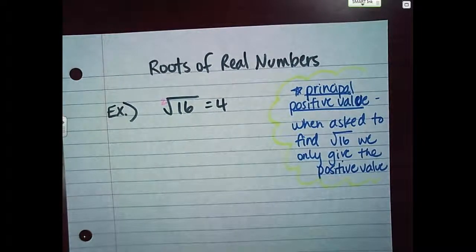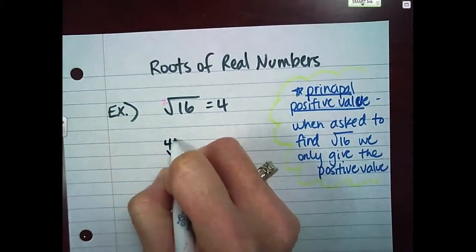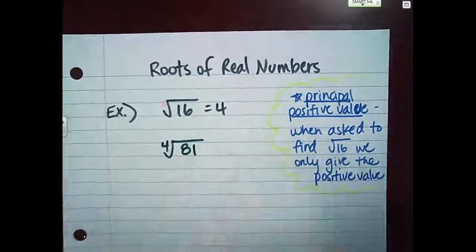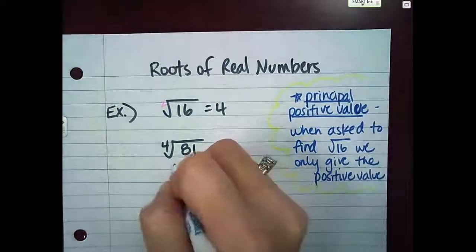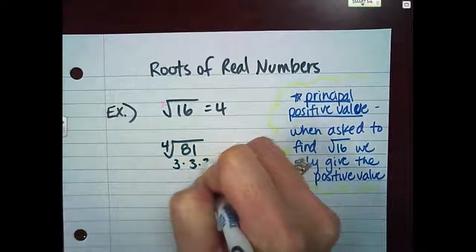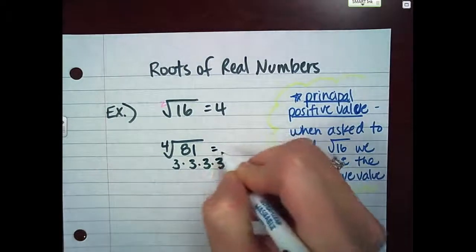So let's try another example. What if I gave you the 4th root of 81? What number do we write out 4 times that's 81? For those of you that did your warm-up today, when you listed all your roots, here's your 4th powers. What number to the 4th power is 81? 3. So 3 times 3 times 3 times 3 is 81, correct? So the 4th root of 81 is 3.